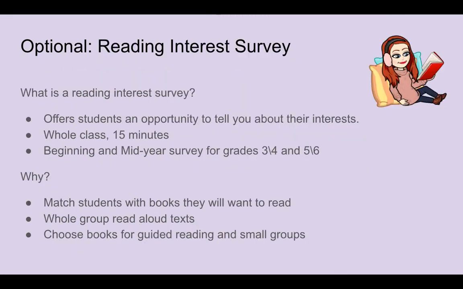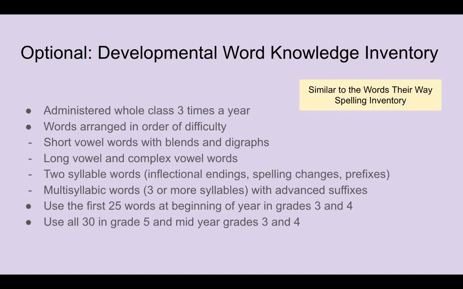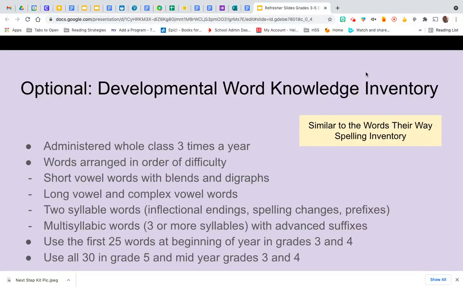And there is a reading interest survey that you can use. You can give it to your whole class. There's a beginning and mid-year survey for grades 3, 4, and for 5, 6. And then there's also a developmental word knowledge inventory. It's similar to Words Their Way, so you don't have to use it, but if you would like to, it is there for you. And that's it for our quick refresher.